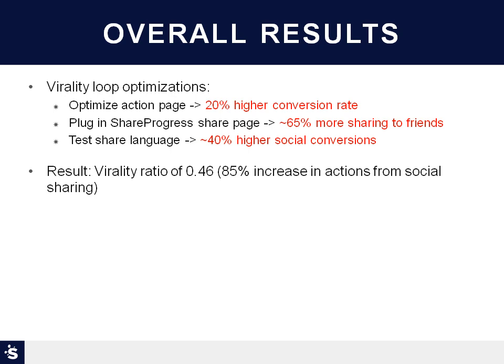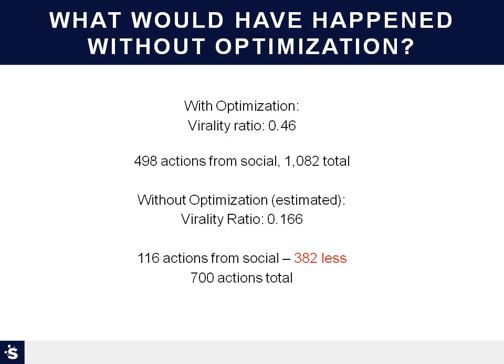Now, if they hadn't had all those increases, again, we can look at what might have happened otherwise. In that case, instead of a virality ratio of 0.46, it might have only been 0.166, which meant instead of getting 500 actions from social, they would have had only 116, almost 400 less. And so instead of crossing that threshold of a 1,000 signature petition, they might have only had 700. If you're trying to convince someone of the power of a petition, crossing a big round number like that can make a big difference.